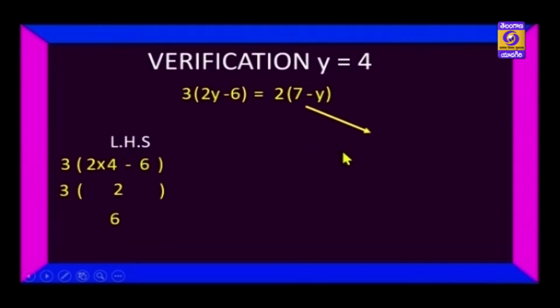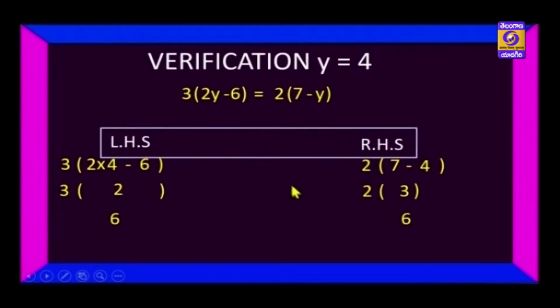Let us see what we get on the right hand side. The right hand side part is 2 into 7 minus y. So in place of this y, we are going to keep 4. Thus 7 minus 4 is 3, and 2 into 3 is 6, and you observe we got the same answer on both sides. That means LHS and RHS are verified as they are the same. Thus our result is absolutely correct.